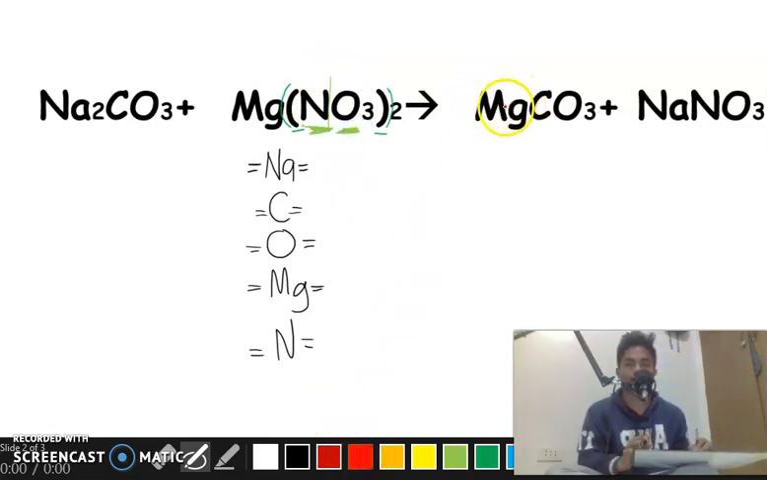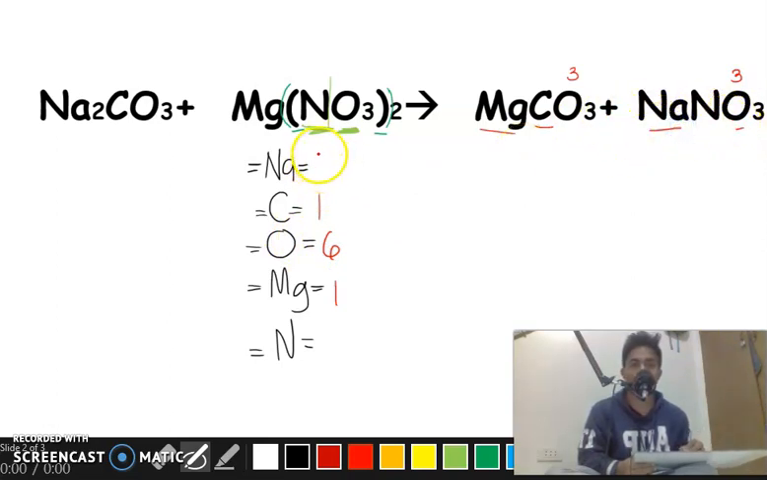Let's start from the product side because this is much easier to count first. So magnesium is going to be 1. Your carbon, it's 1. It's not a part of the 3. So carbon is 1. Your oxygen is going to be 3 on this side and 3 on the other compound. So that makes 6 oxygen. Next, sodium is going to be 1. And then your nitrogen is going to be 1. Now, we've counted all of the product side.